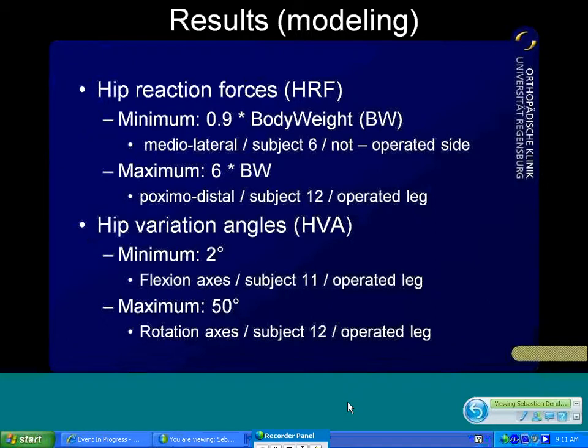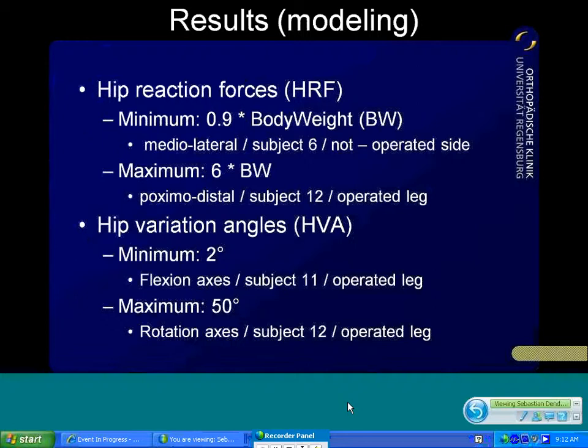Here we can see the results that have been examined by the musculoskeletal modeling system. First of all, we have the hip reaction forces with a minimum of 0.9 times body weight on the mediolateral force that appeared in subject 6 on the not operated side. We have a maximum of 6 times body weight in the proximal distal hip reaction force, which appeared in subject 12 on the operated leg.